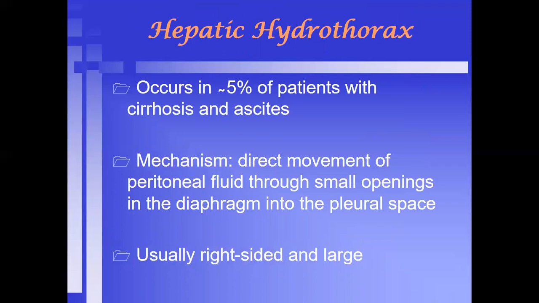Next is hepatic hydrothorax, which is quite rare. It occurs only in around 5% of patients with cirrhosis and ascites. This is the direct movement of peritoneal fluid, because your diaphragm actually has very small openings. So ascites fluid or peritoneal fluid can cross from the abdomen into the pleural space. And most of the time, hepatic hydrothorax is right-sided and large in amount.